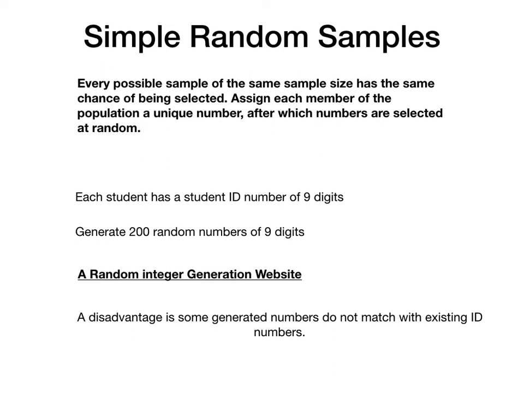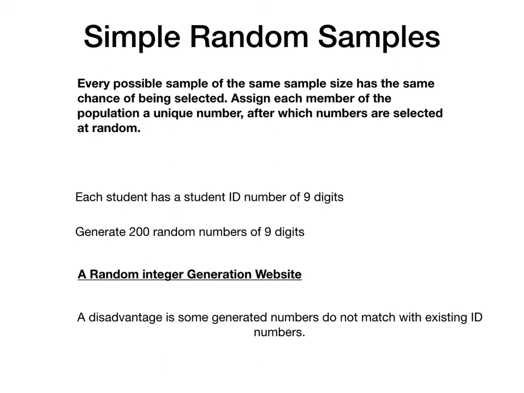And how can you guarantee that? A way to execute this technique is to assign each member of the population a unique number, after which numbers are selected randomly. For example, each student has a unique student ID number of 9 digits. Then you can generate 200 random numbers of 9 digits, and then you just poll the students who have those random 9-digit numbers for your sample. You can use this website here to generate such random integers.